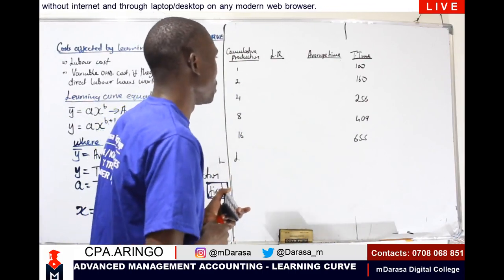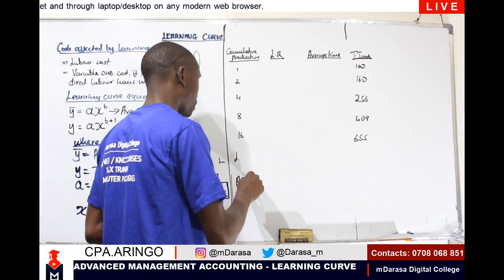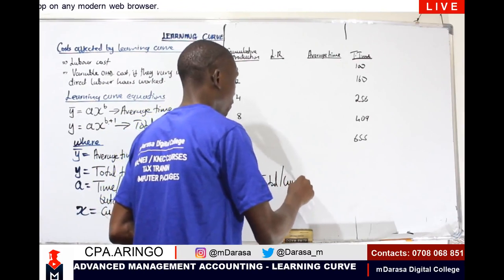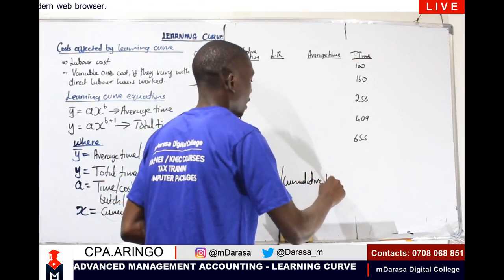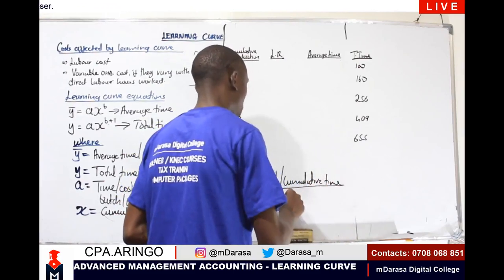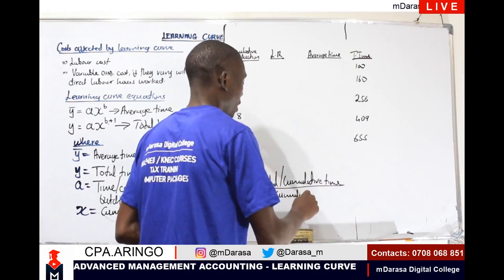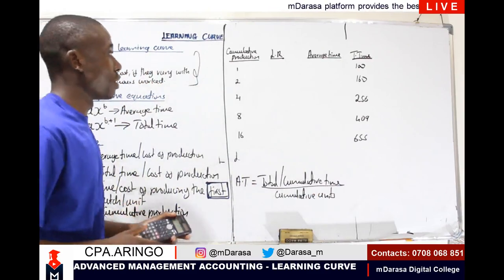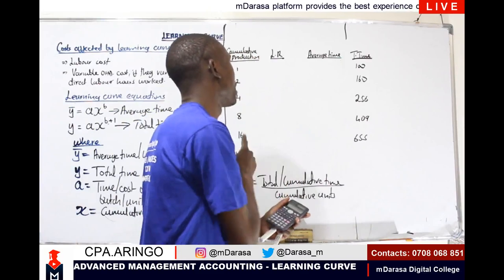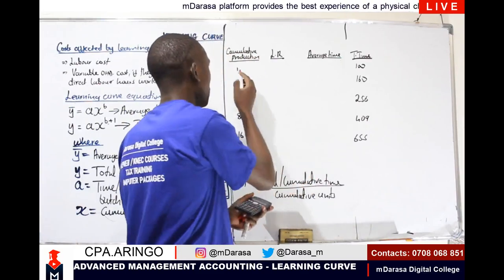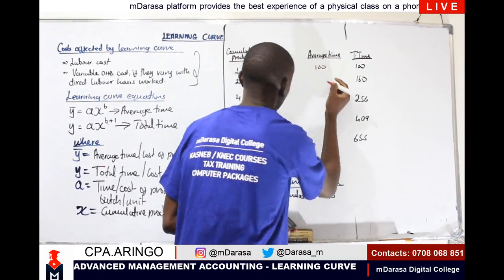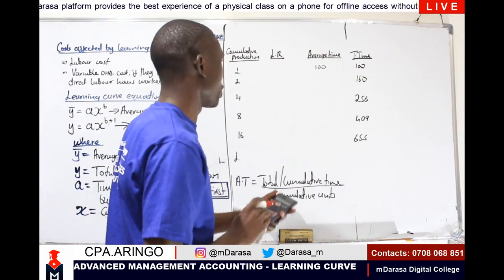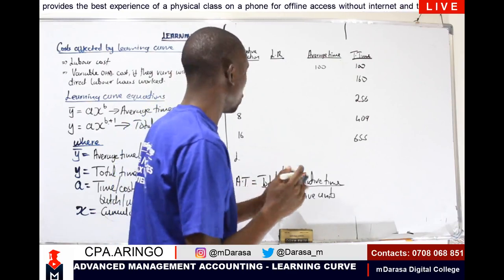So, to determine our average time, I'll be taking our total or cumulative time, we divide by our cumulative units. So in this case, this is what we are going to do. I'll be taking 100, we divide by 1. These are cumulative units. So it should be having 100 here. On this second level of production, the second batch, I should be talking of 160, we divide by 2 to give us 80 here.